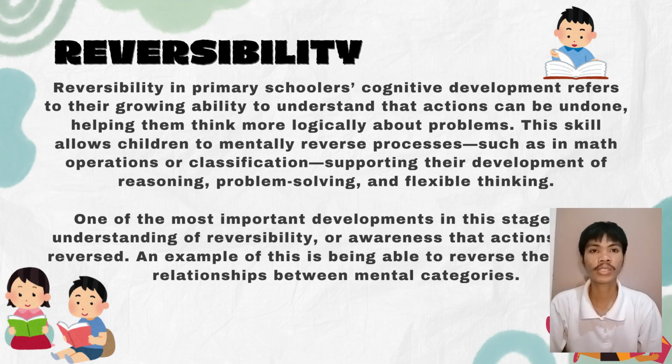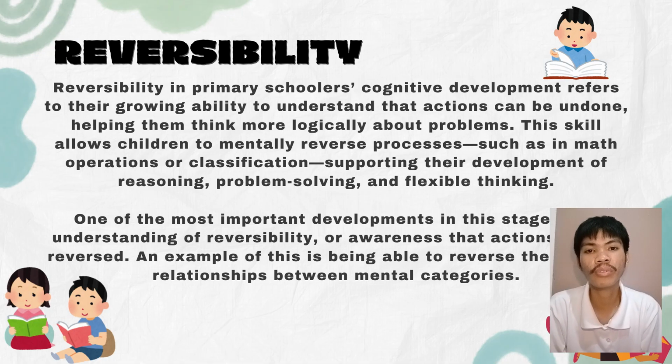So now let's proceed to reversibility. Reversibility in primary school cognitive development refers to their growing ability to understand that actions can be undone, helping them think more logically about problems. These skills allow children to mentally reverse processes, such as in math operations or classification, supporting their development of reasoning, problem solving, and flexible thinking.